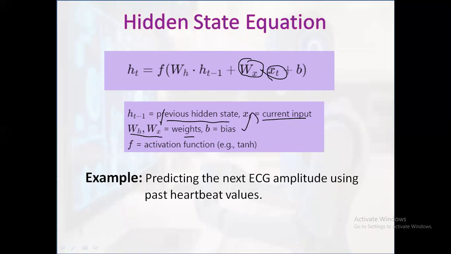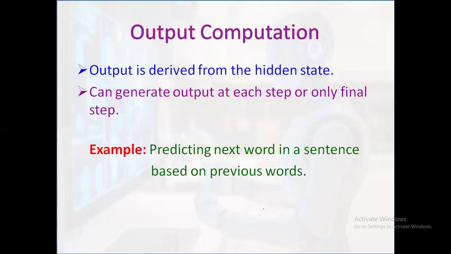And f is the activation function. Depending on the application, we are going to take the activation function. In this case, we may be considering the tanh function. The example for this is predicting the next ECG amplitude using past heartbeat values.